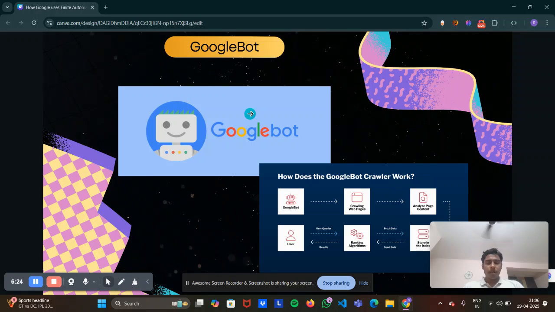This is the Googlebot. The Googlebot is a web crawler used by Google. The purpose of the Googlebot web crawler is to analyze each content so that we can find whether the keywords are present in the web page or not. This image shows how a Googlebot crawler works.